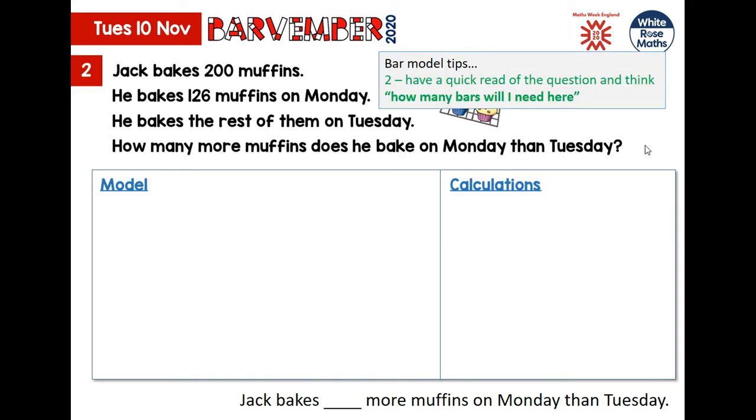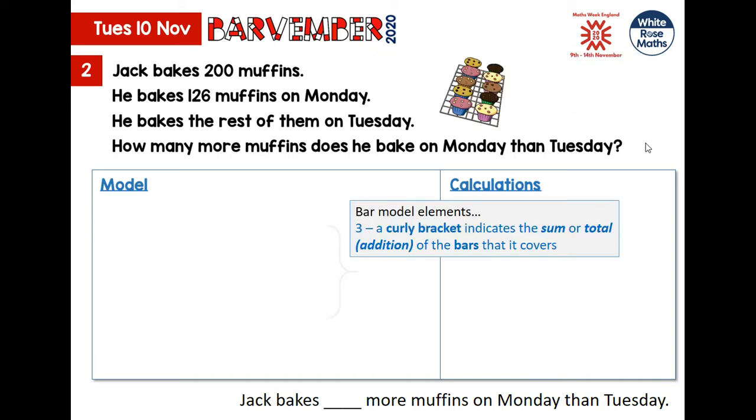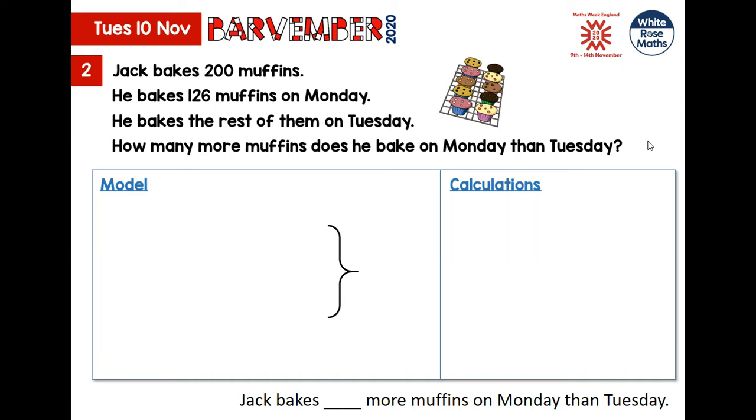Okay, question 2. Again, first step, how many bars am I going to need? Well, I've got a load of muffins, but it's about Monday and Tuesday, so I'm expecting 2 bars here. Now, don't be afraid to start your model with the curly bracket, because that's what the first line is about, isn't it? These are the whole of the muffins for Monday and Tuesday. So we'll start our model there.